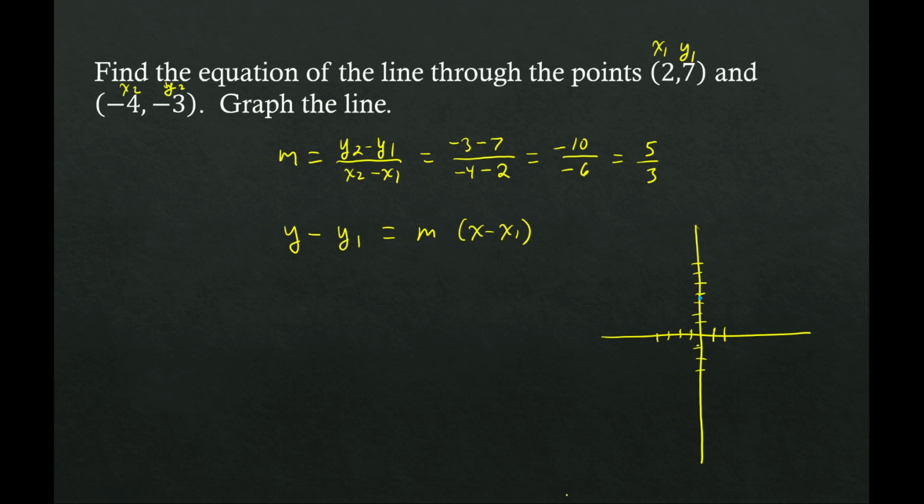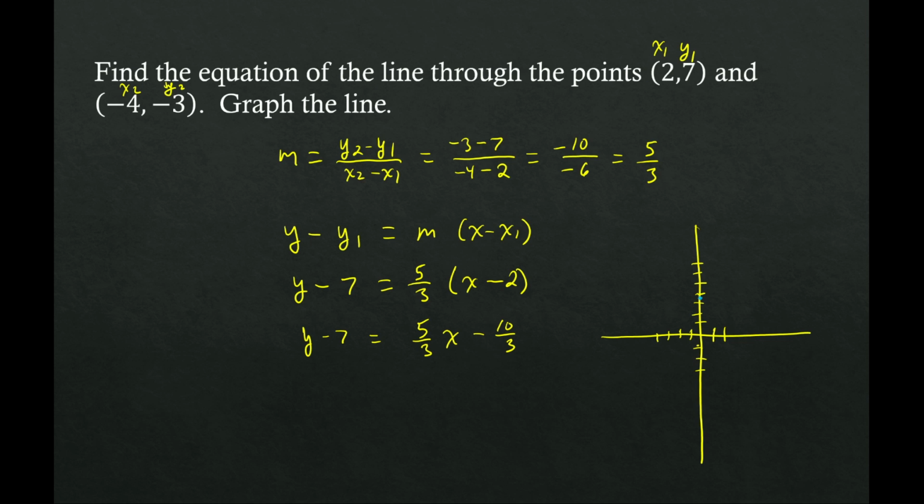Use that with either of the points. I'm going to use the first one, y minus y sub 1, 7, equals 5 divided by 3, then x minus x sub 1, 2. And so now when we multiply the 5/3 through, we get 5/3 x minus 5/3 times 2 will be minus 10/3.